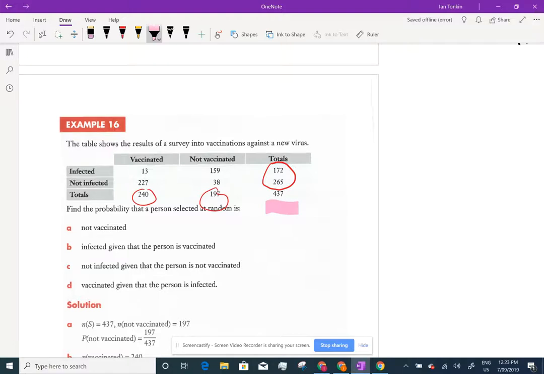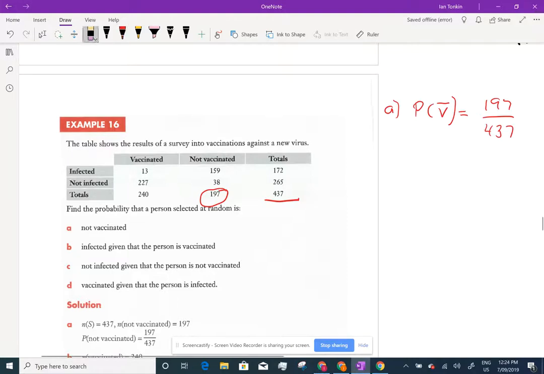All right. Find the probability, let's have a look at these. Find the probability that you choose a person that is not vaccinated. Well, we can just look at the totals. There are 197 not vaccinated, and there's a total of that many students. So the answer to A, the probability of not vaccinated is 197 over 437.